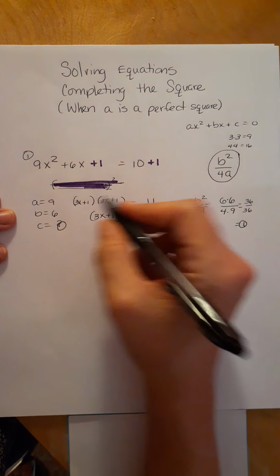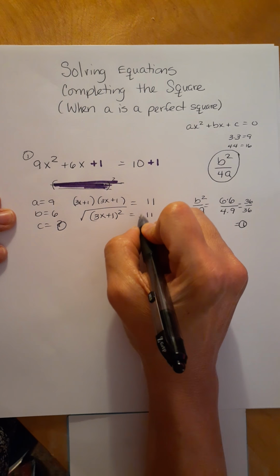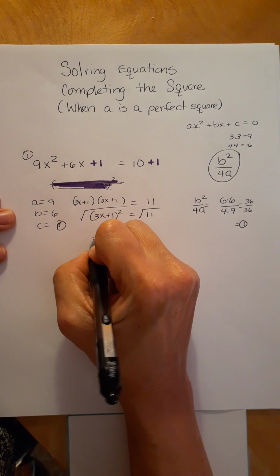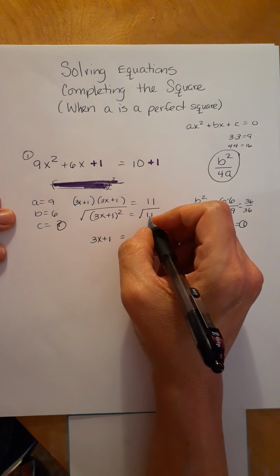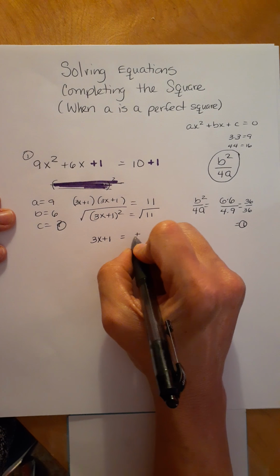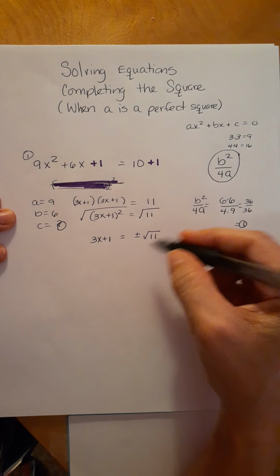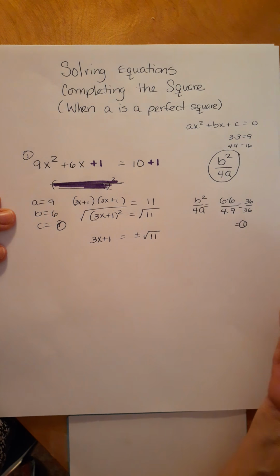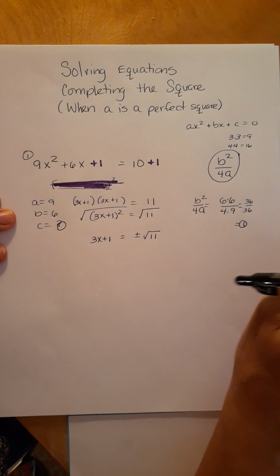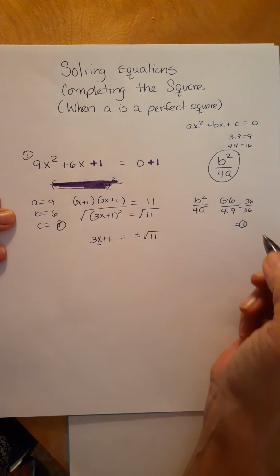Now we're going to take the square root of both sides. We get 3x plus 1, the square goes away, equals, now 11 is not a perfect square, but that's okay. We just write plus or minus the square root of 11. In a word problem, we may have to figure out the decimal, but we can just leave it like that. And in upper level maths, you just leave it like that. Don't worry about it.